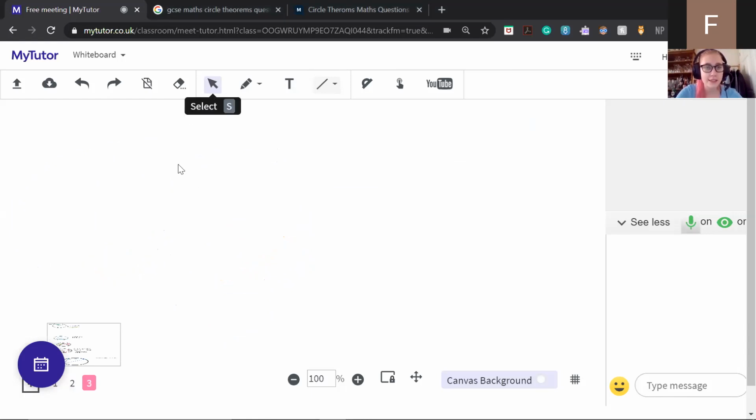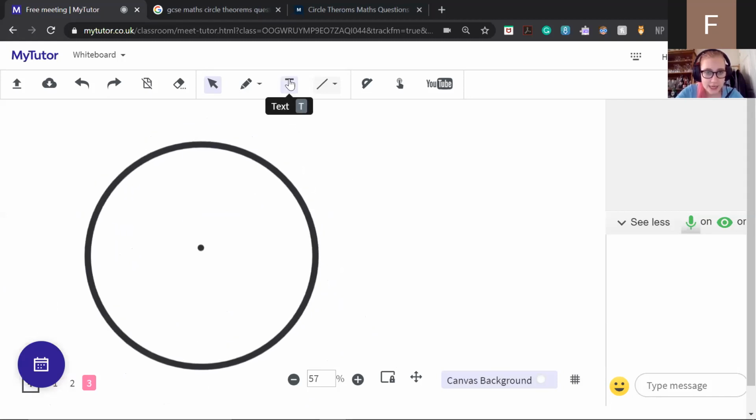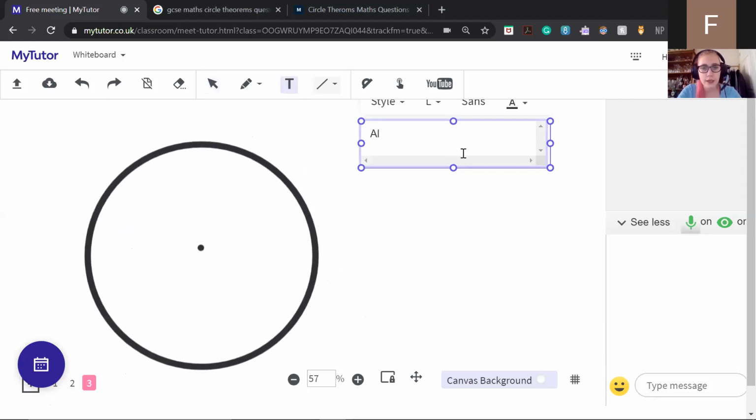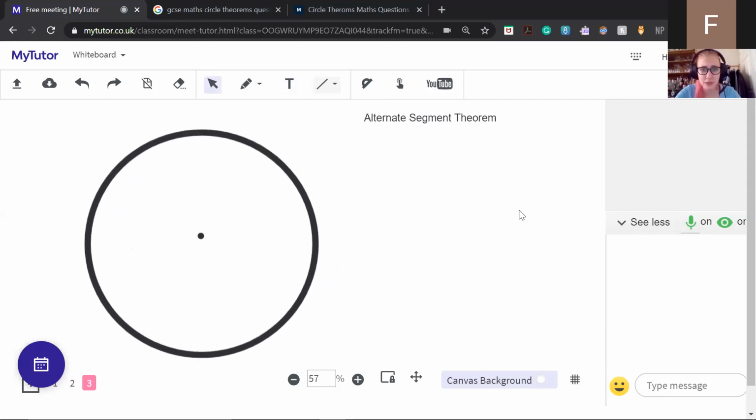I remember hating this one because it seemed confusing, but it's actually not too bad. So this one has a name and it is called the alternate segment theorem. Horrible name. It doesn't tell you that much about it, to be honest. It's just useful because when you answer circle theorem questions, you have to justify everything you do. You have to say, this angle is this because the angle at the center is twice the angle at the circumference, and so on.